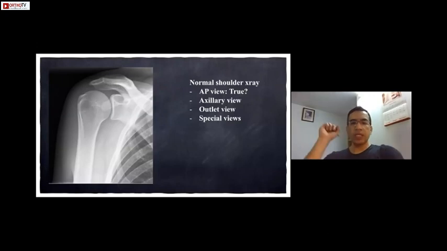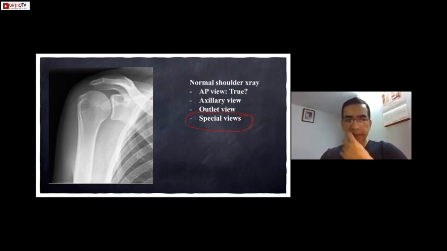So let's start with the simple shoulder X-ray. This is how a simple shoulder X-ray looks. Normally, when we order a simple shoulder X-ray, there are many views you can ask. 3 views are very common: the AP view, axillary view, outlet view, and then you've got a lot of special views. We'll talk about the special views a bit later.